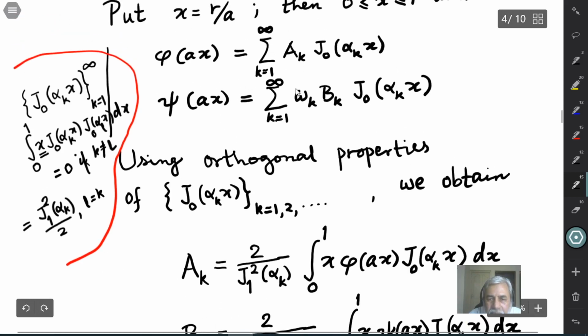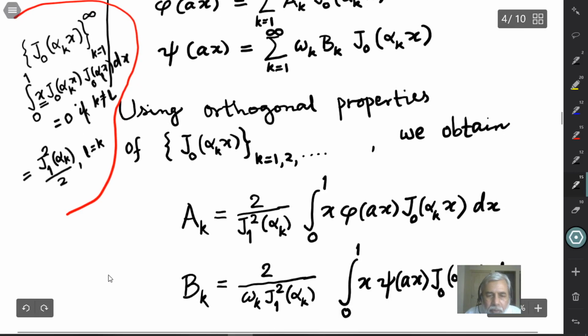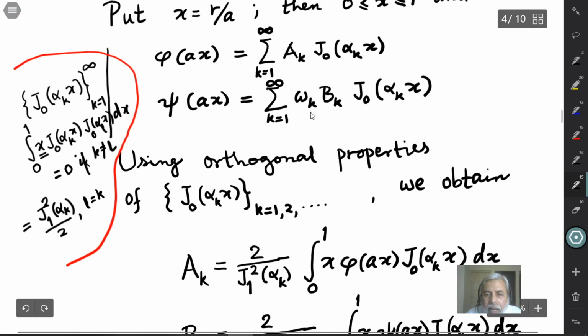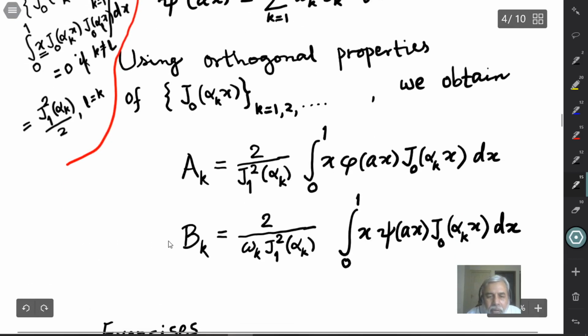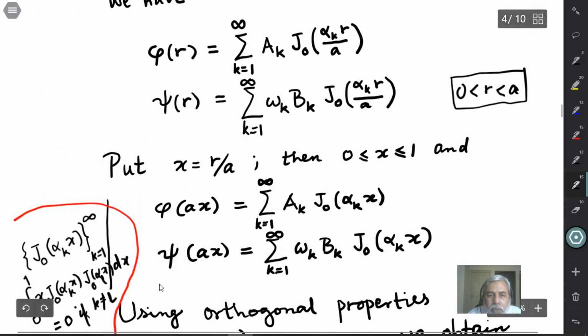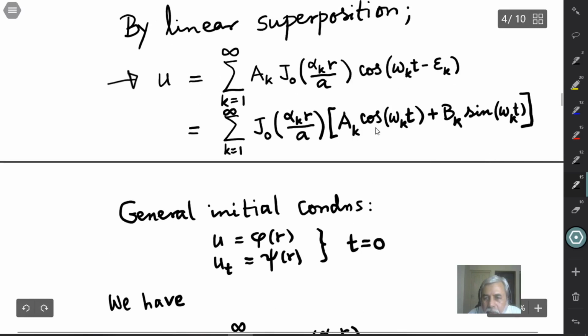The determination of these coefficients is straightforward owing to these orthogonal properties enjoyed by this family of Bessel functions, J0 alpha kx. Alpha k's are the positive roots of J0. So we obtain the coefficients ak and omega k bk, and hence this omega k is already determined. Now we get this ak bk, and once you substitute ak and bk here, we'll have a solution with these conditions.